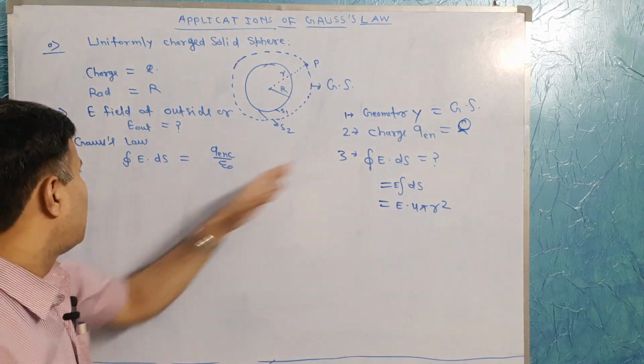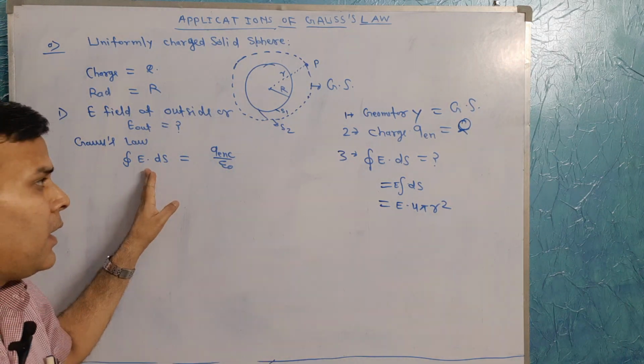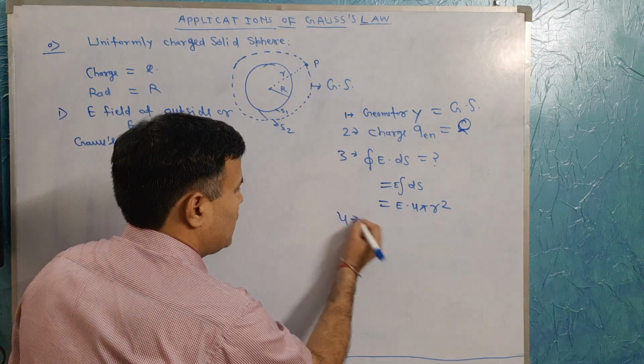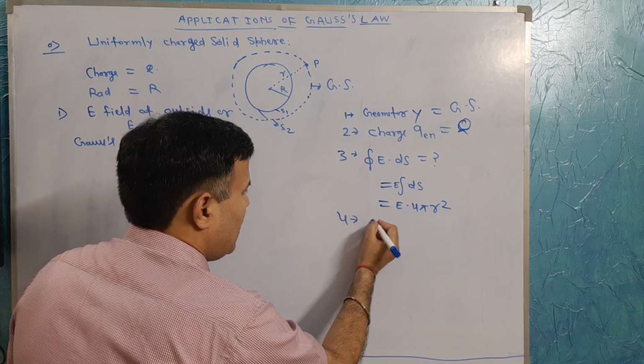Now this is the left hand side of this integral. So what is the fourth step? Evaluate the left hand side.